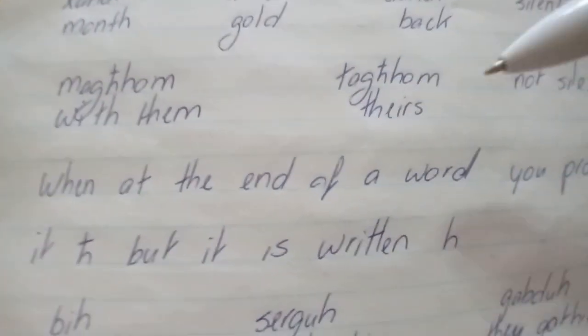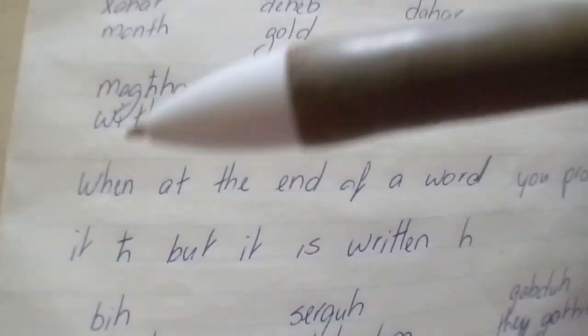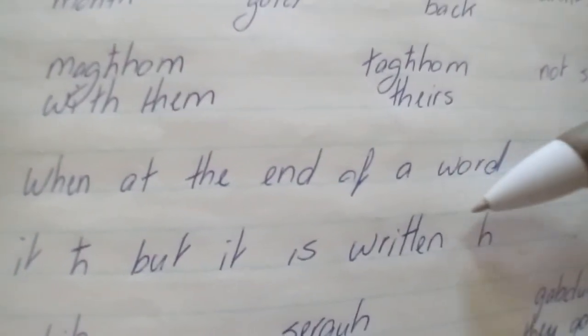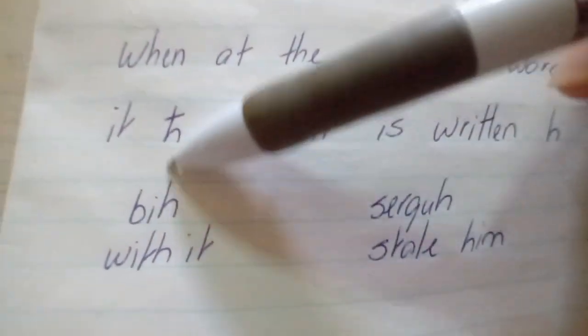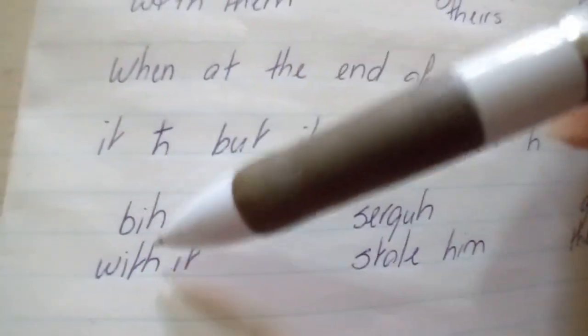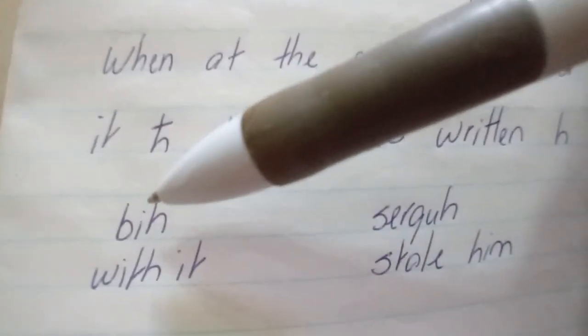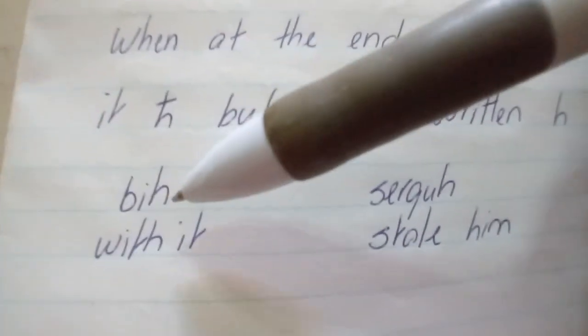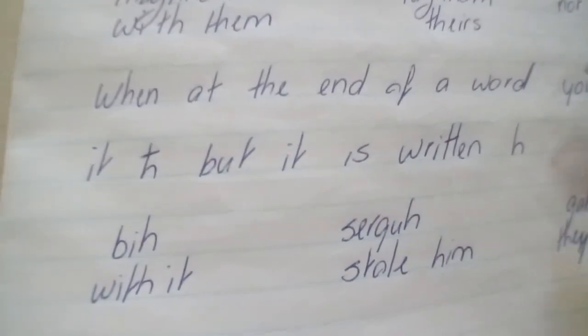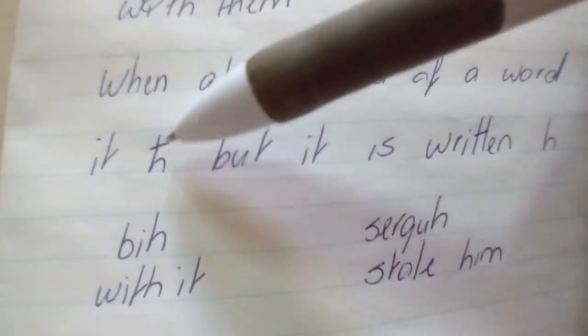When at the end of a word, you pronounce it ch, but it is written akka. So when we have a word with akka at the end of a word, it is written as an akka, and we pronounce it as a ch. For example, here it's at the end of a word. Bich, with it. Bich means with it. As you can hear it, bich. It's at the end, but still we write it as an akka. We don't write it as a h.